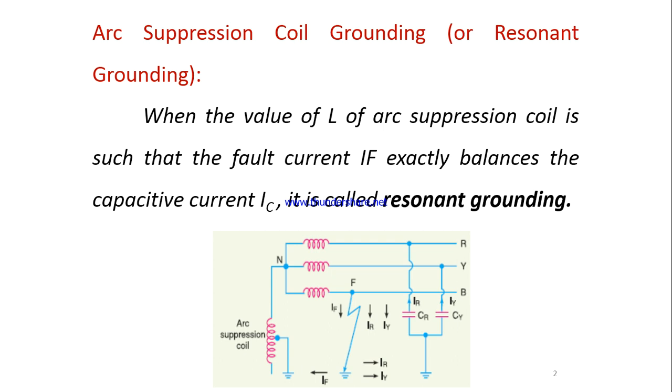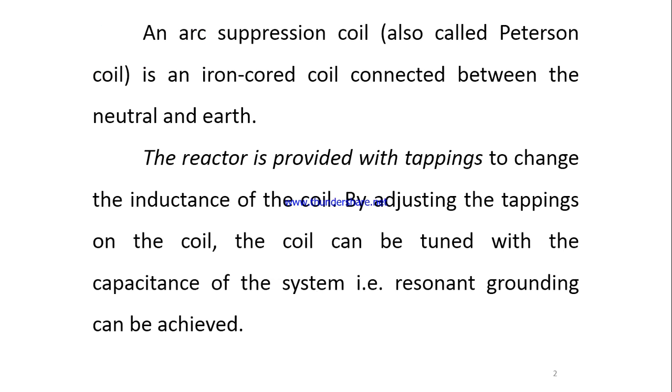And next we can go for arc suppression coil grounding. This is a better method when the value of the inductance of the arc suppression coil is such that the fault current exactly balances the capacitance current IC. It is called resonant grounding. Suppose the arc suppression coil is connected between the neutral and earth, it may be an iron core coil. The reason it is called iron core is that this Peterson coil is meant to bear different fault currents. So its strength has to be increased, and hence iron core coils are being used.